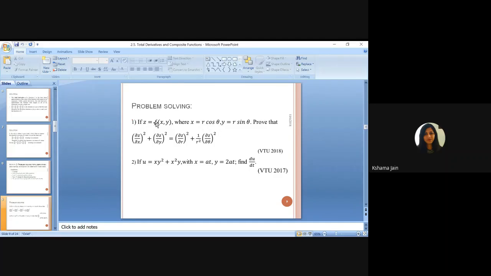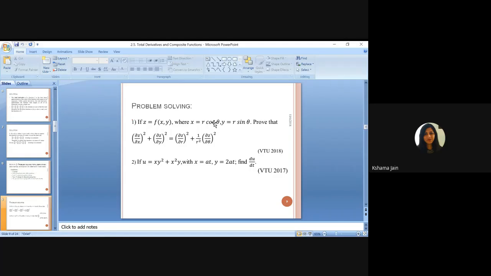Z is depending on x and y, and x and y are depending on r and theta. So these types of functions are called composite functions. Prove that (del z by del x) whole square plus (del z by del y) whole square equals del z by del r. See here, del z by del r. Now z is directly not depending on r and theta. Then how to find it out?